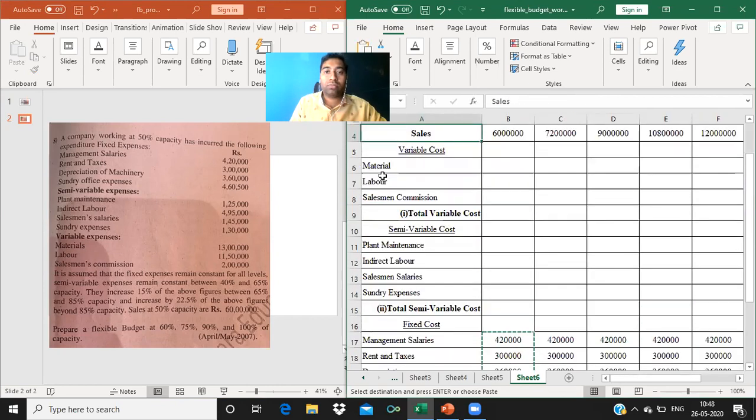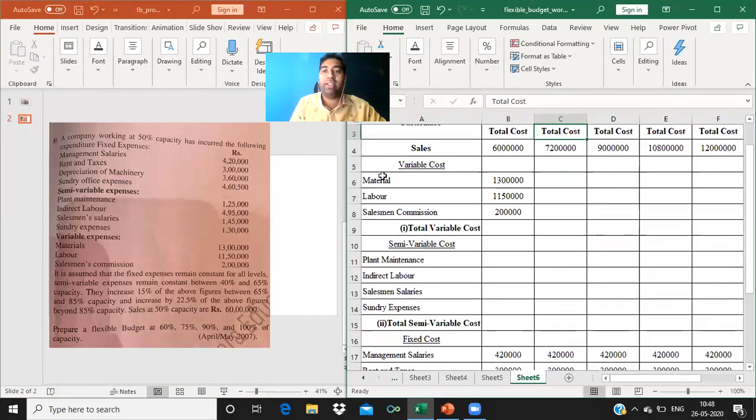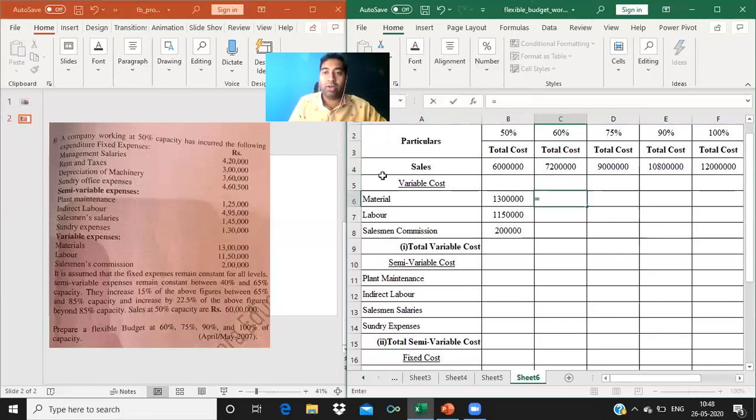Next, let us take the variable expenses. Variable expenses at 50% capacity: materials is given as 13 lakhs, labor is given as 11,50,000, and salesman commission is given as 2 lakhs. We will calculate for the 60%. Now this will be calculated as 13 lakhs divided by 50 into 60%. Similarly, labor and salesman commission should also be calculated.